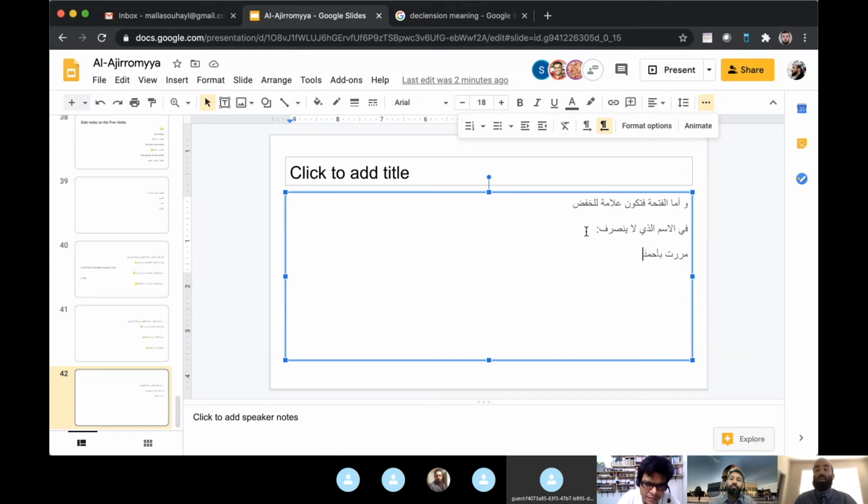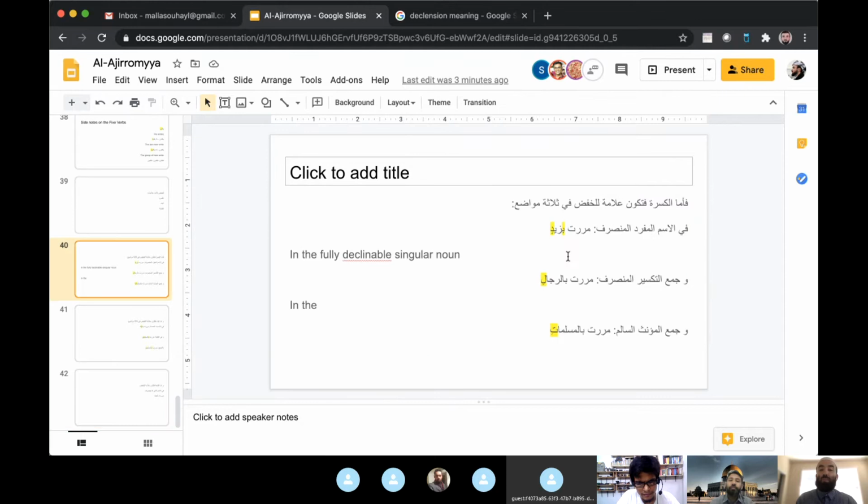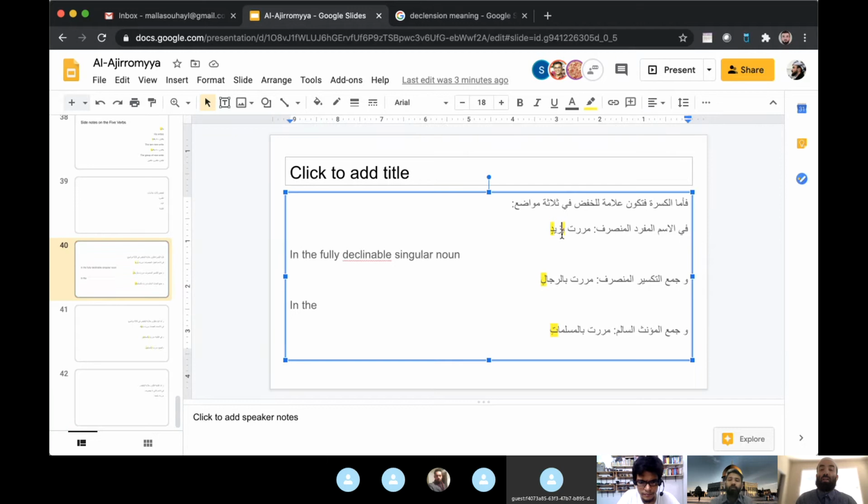So here, Ahmad, if we follow the rules, this is a particle of khafad, right? So Ahmad should be makhfud, and the sign of al-khafad is kasra, right? Like the main sign of al-khafad is kasra, just like every other example that we gave. Remember, for the fully declinable we had a noun, and the sign of khafad became kasra, and that is the default position.